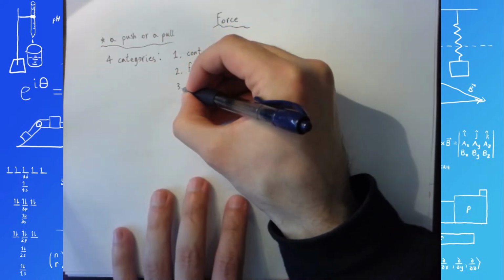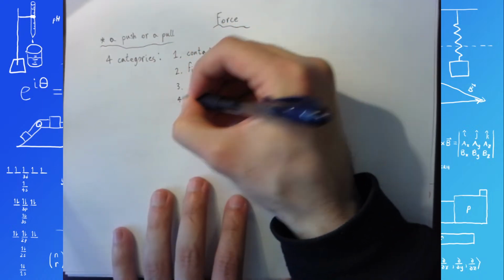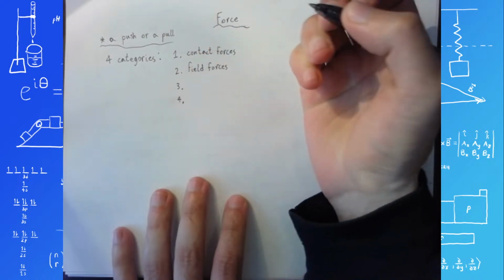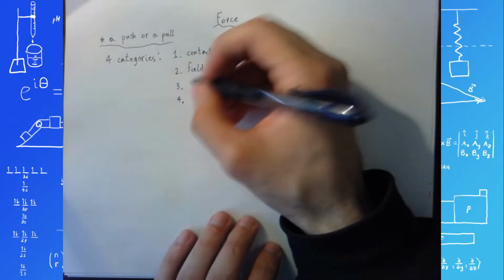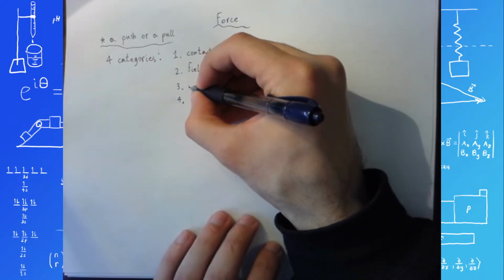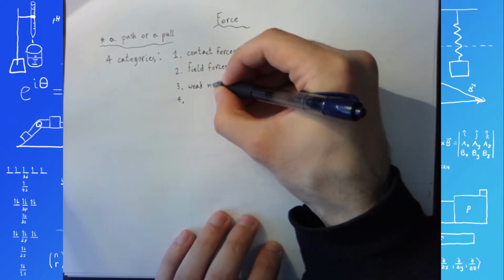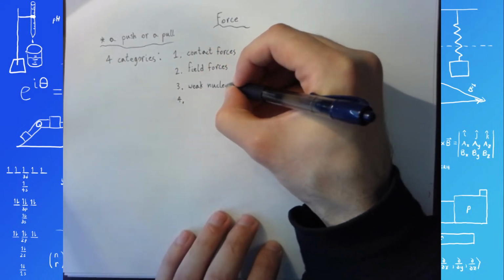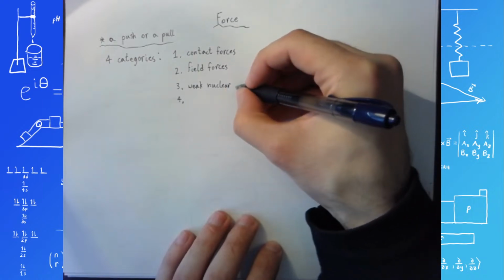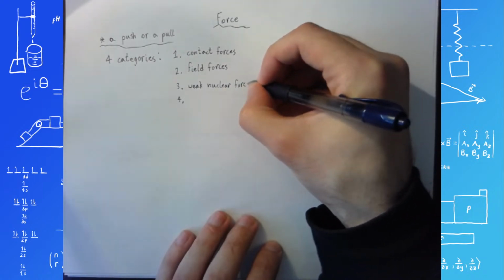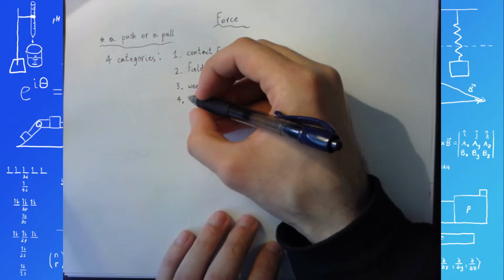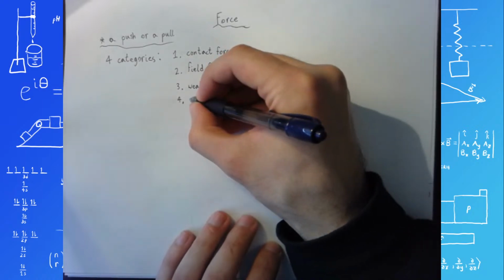And then the 3rd and 4th categories of forces we're not really going to deal with at all in AP Physics 1 or AP Physics C. Those would be weak nuclear forces and strong nuclear forces, which you can study up on your own.